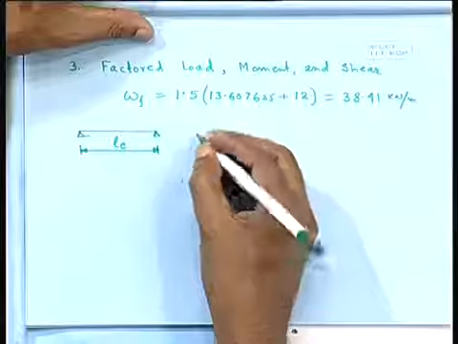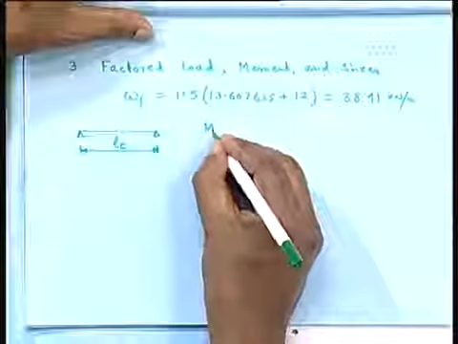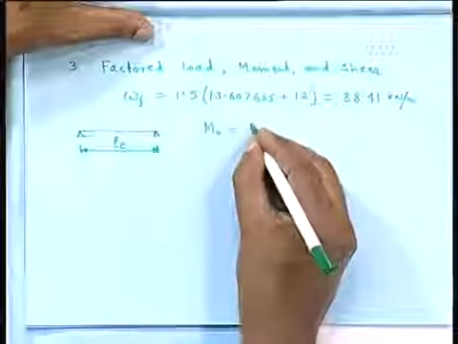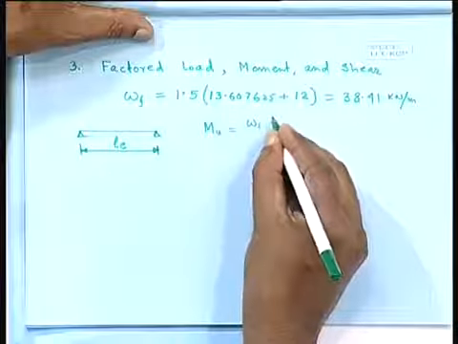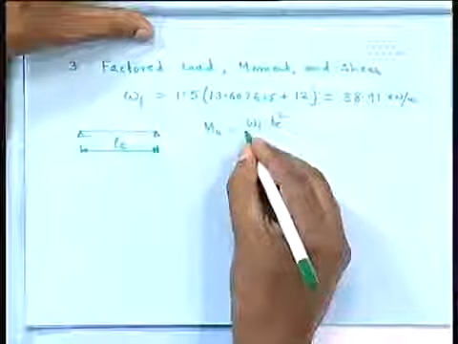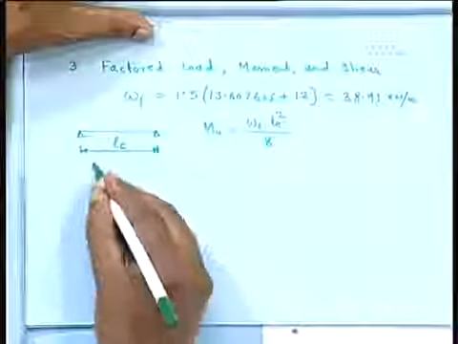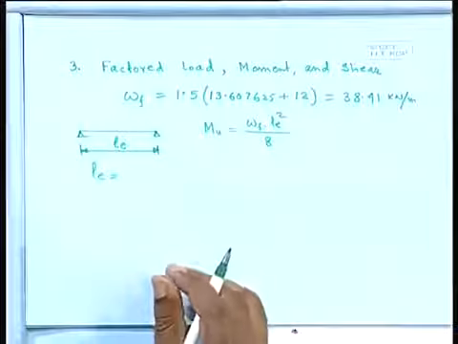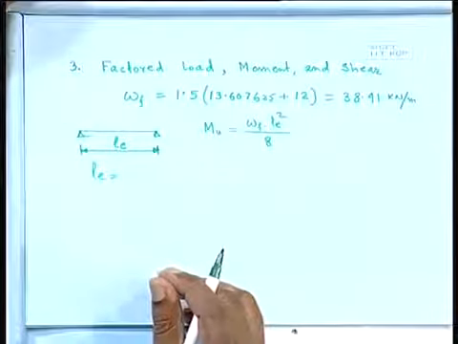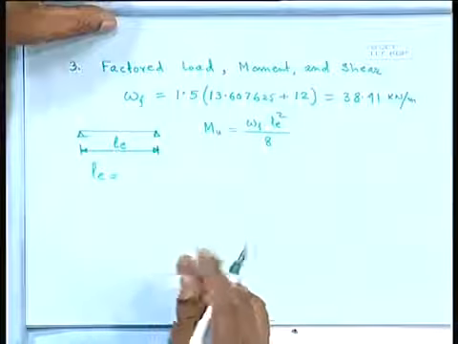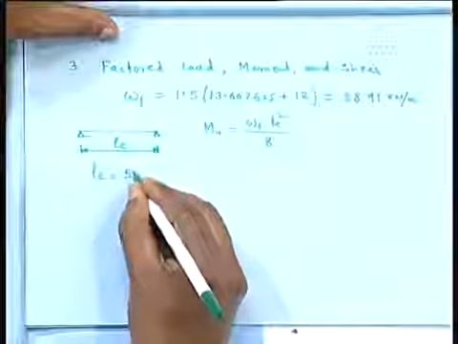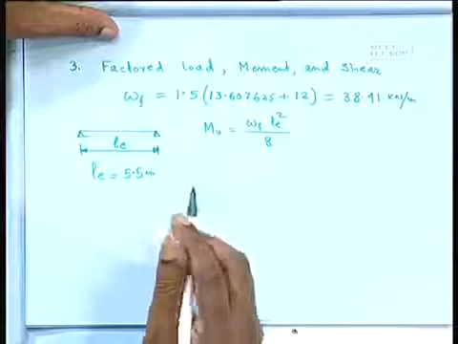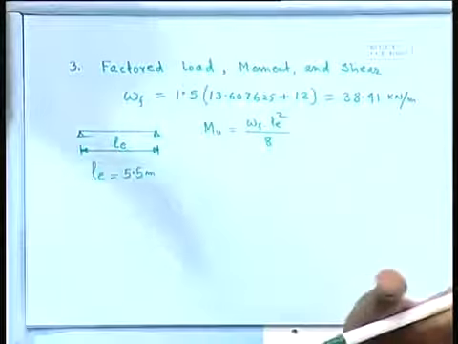So, we shall get the moment, Mu equal to Wf times Le square by 8. So, Le will be equal to the value given here. I think we have missed it, right. So, let us take that data, say 5.5 meter. That 5.5 meter is the distance center to center between two walls, and that is the effective span, we shall take it here.